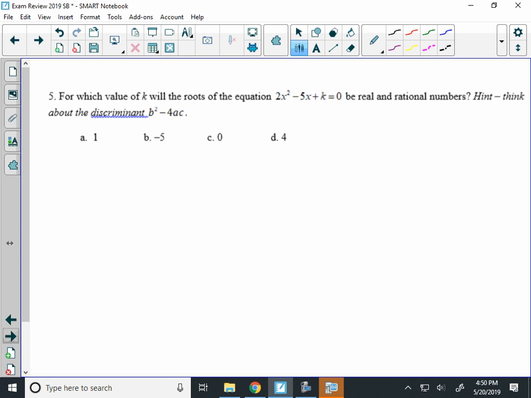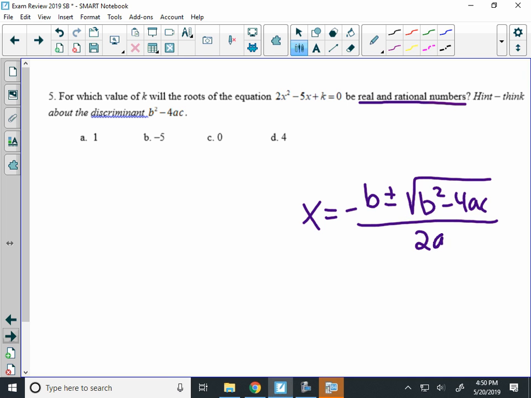For number 5, similar type of question. For what value of k will the roots of the quadratic expression shown be real and rational? Now, I gave you a hint here. I said, think about the discriminant. That's the b squared minus 4ac. Remember, that's the part of the quadratic formula that is under the square root.